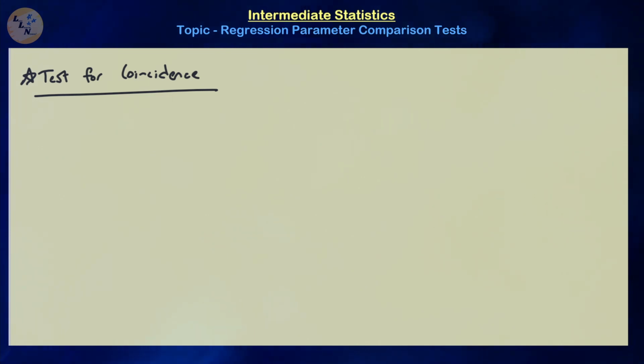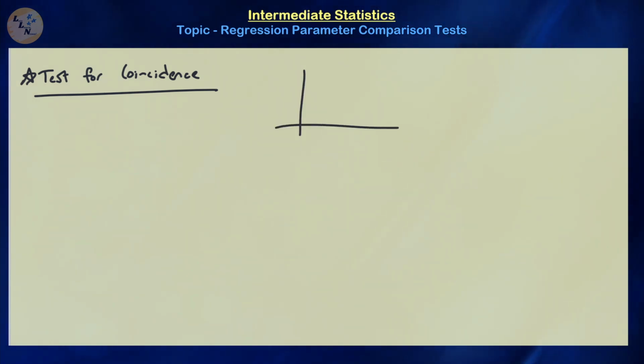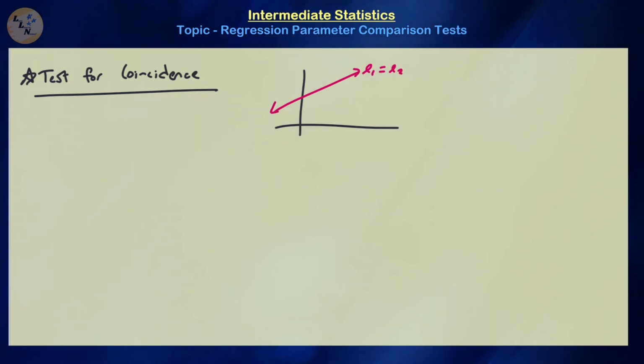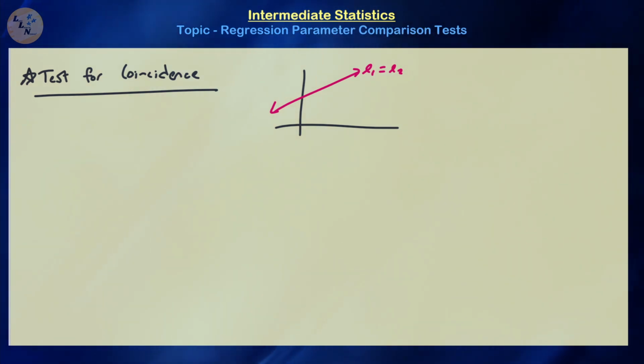So now that we've talked about the test in difference in slopes and the test in difference for intercepts, now let us talk about the test for coincidence. So what is the test for coincidence and what does it mean for two lines to be coincident? Again, that means that these two lines, L1 and L2, are exactly on top of each other. That means their slopes are equal to each other and their vertical intercepts are equal to each other simultaneously.